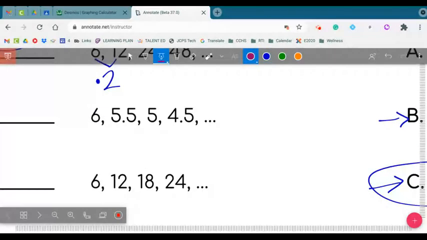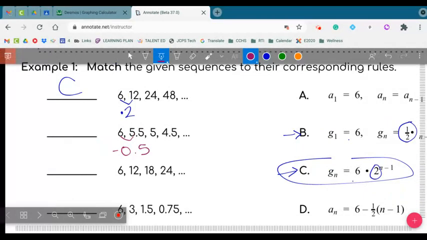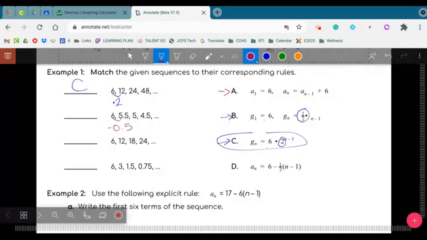Next one, we go from 6 to 5.5 to 5 to 4.5. So we're going down and we're subtracting 0.5 each time. So it has to be arithmetic. So it has to be A or it has to be D. Now we're subtracting 1/2. This one you're adding 1/6. This one you're subtracting 1/2. So this one would have to be D.